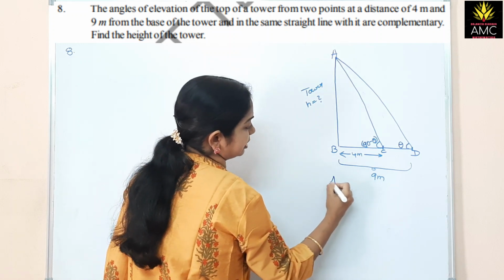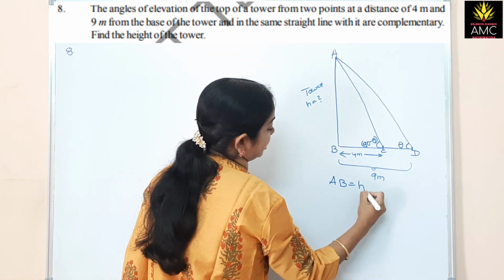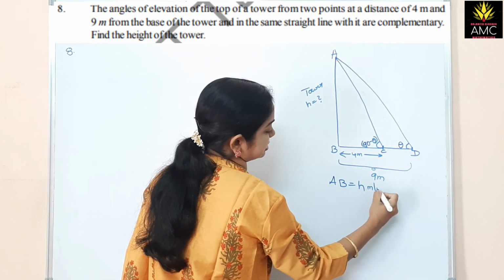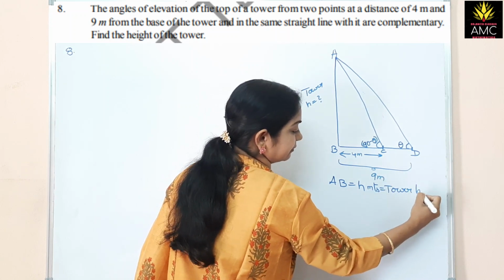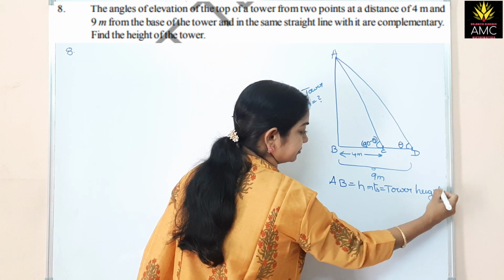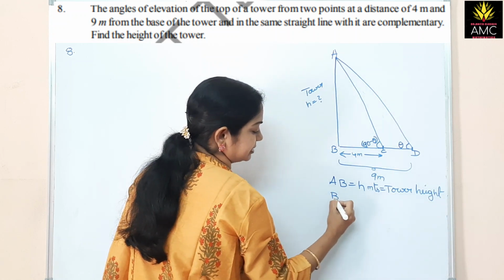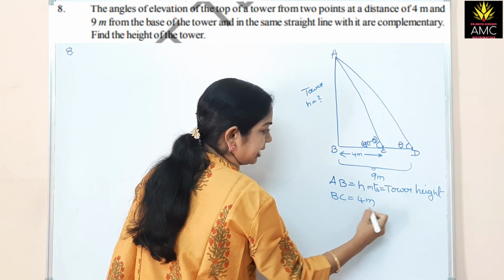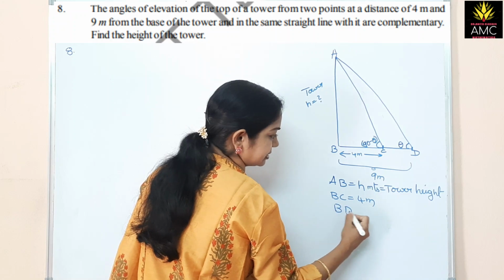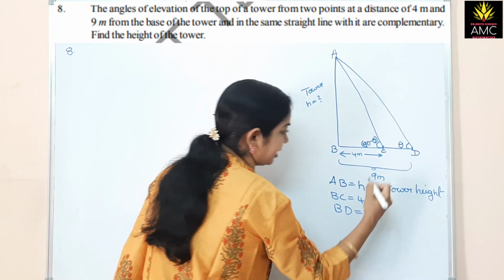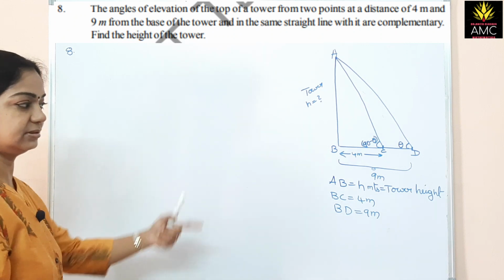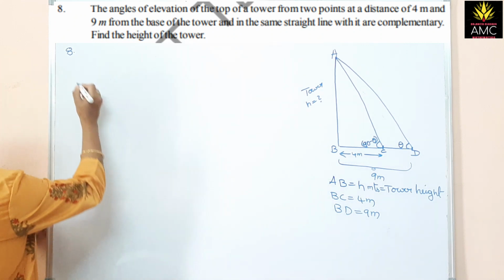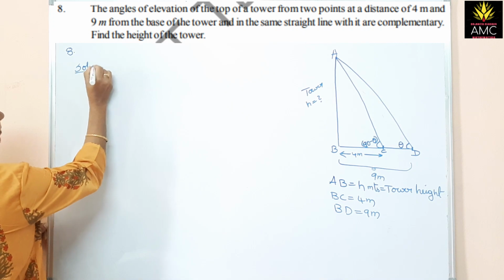So, this is h. We will write the information: AB is equal to h meters, that is the tower height. BC is 4 meters and BD is 9 meters. And the angles of elevation are theta and 90 minus theta, because they are complementary.